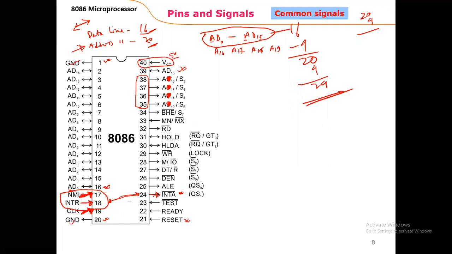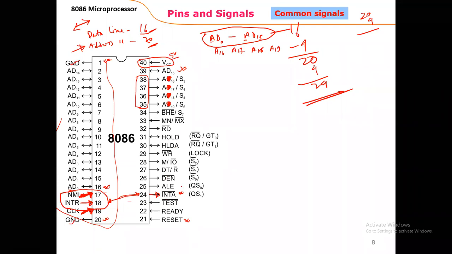Clear? And pin 24 must be the outgoing signal, and this is the active-low signal. This is the interrupt acknowledgement pin. All are clear? Yes, sir. So this part is finished, and this part is finished.